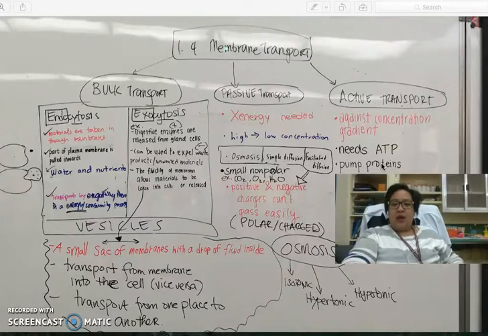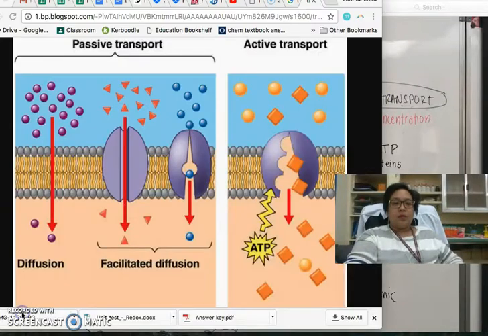Okay? So after listening to this video, please make sure to watch the animation of each of these transport mechanisms across the membrane. Okay, let me end by showing you all of the different ways to transport nutrients in one picture.